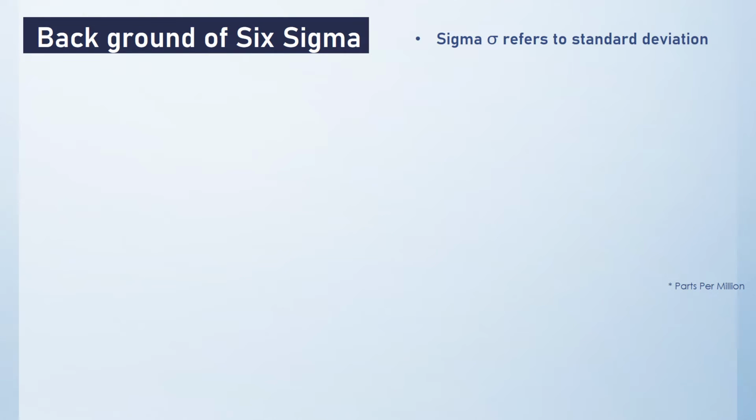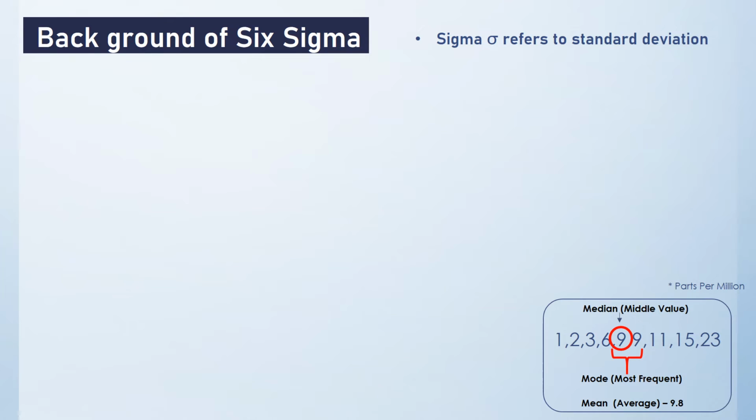So let us understand some terminologies here. Sigma, that term means standard deviation. Before going into that, let us understand a few more terminologies. If you are arranging the numbers in sequence, the middle value is called median, and the most frequent, I mean multiple times repeating number, is called mode. The average value is called mean, I mean summing all the numbers and dividing by the total numbers taken is called average, and that is called mean.